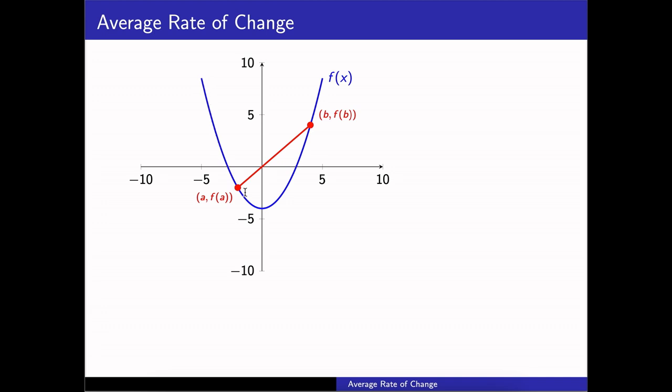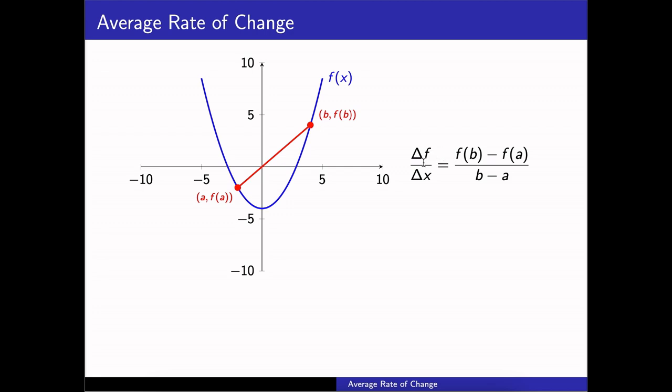So let's say we have a function f of x in blue, and we pick 2 points on the graph. We'll call the first point A and the second point B. At each of those points, we have a y-coordinate where the y-coordinate at A is f of A, and the y-coordinate at B is f of B. You could think of this as x1, y1, and x2, y2. And all average rate of change is finding the slope of this red line between these 2 points. That's it.